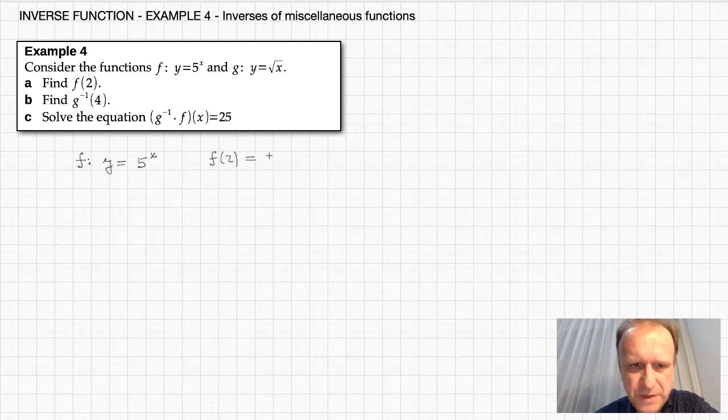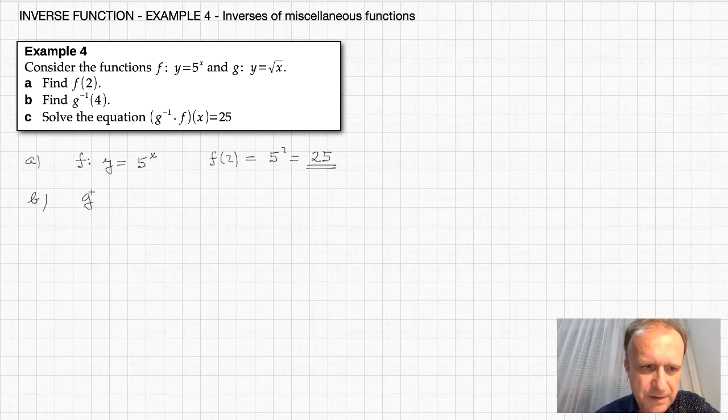So f of 2 must be equal to 5 to the power of 2. And hence it is 25. 5 to the power of 2 is 25. So f of 2 is just 25. This is part A. In part B, we are asked to find g inverse of 4.